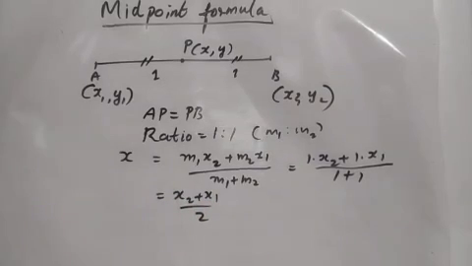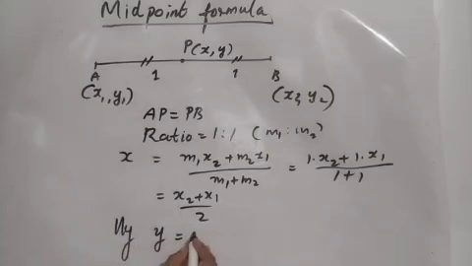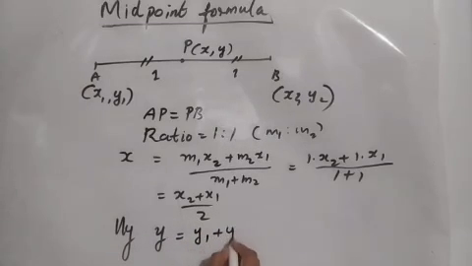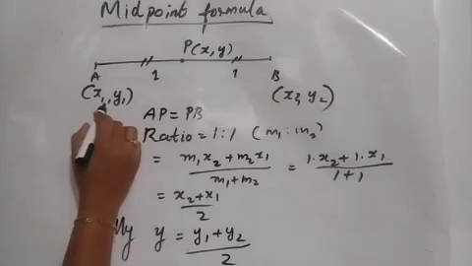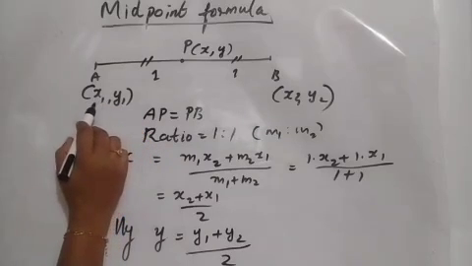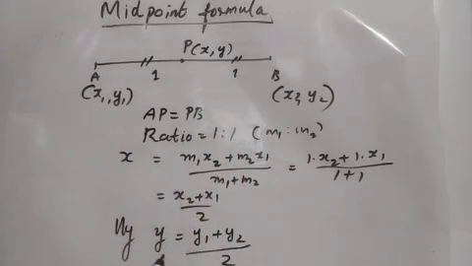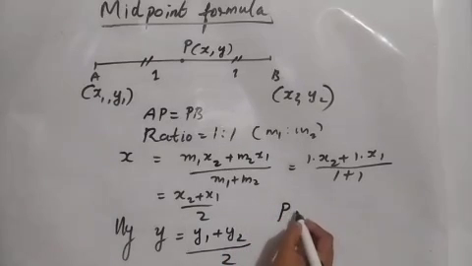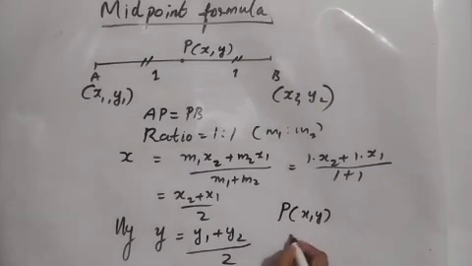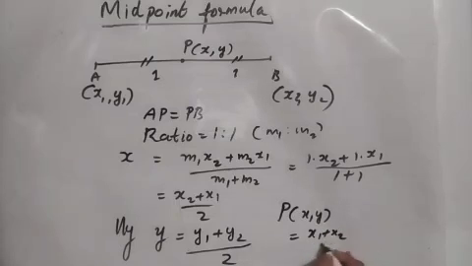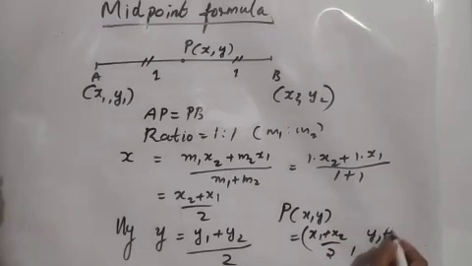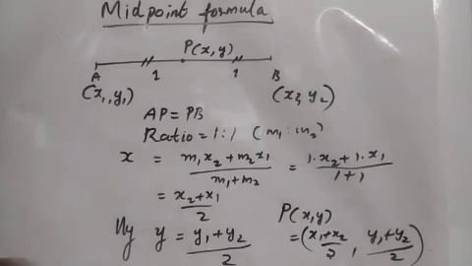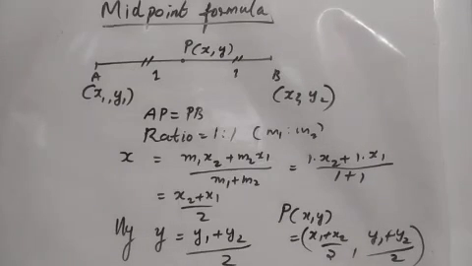Similarly, we can find y is equal to y1 plus y2 by 2. If we know the x1, y1, that is the coordinates of the points A and B, then it is easy to find the midpoint. So what is the point P, x, y or midpoint? It is x1 plus x2 by 2 and y1 plus y2 by 2. Okay, it is easy to calculate the midpoint by using this. You just need to know the ratio, that is 1:1. That's why the formula will be x1 plus x2 by 2, y1 plus y2 by 2.